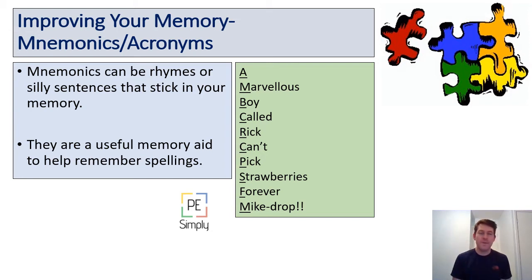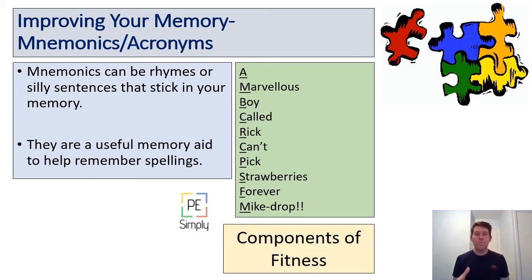Mic drop. If you think of the first letter of that sentence: A for agility, M for muscular endurance, B for balance, C for coordination, R for reaction time, C for cardiovascular endurance, P for power, S for speed, F for flexibility, M for muscular strength. So there we're chunking some of that information as components of fitness.